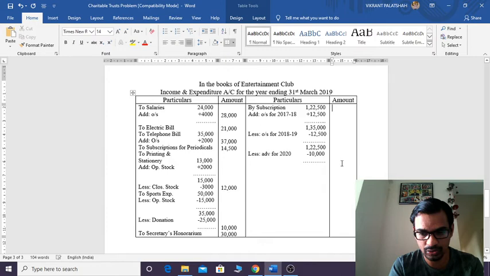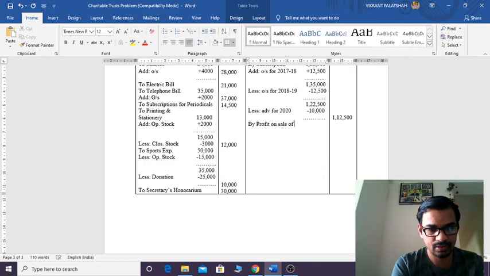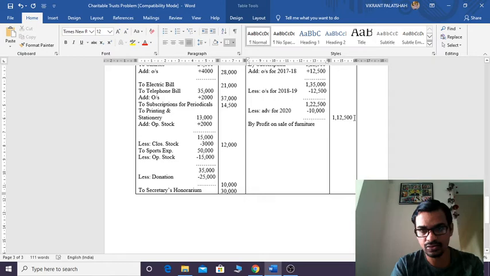So by profit on sale of furniture, how much is that? Rupees 2,000. Therefore, that amount we have to write here, rupees 2,000. Okay, understood? So there is a profit on sale of the furniture, and it is of rupees 2,000. Understood this? So in this way, it is about the adjustment.